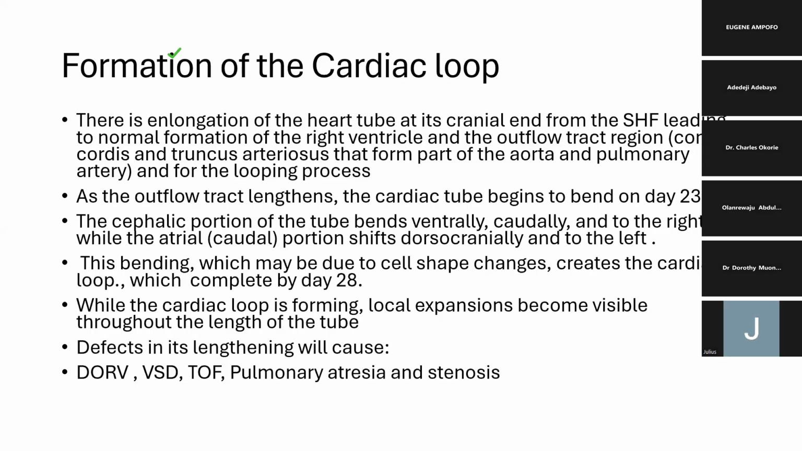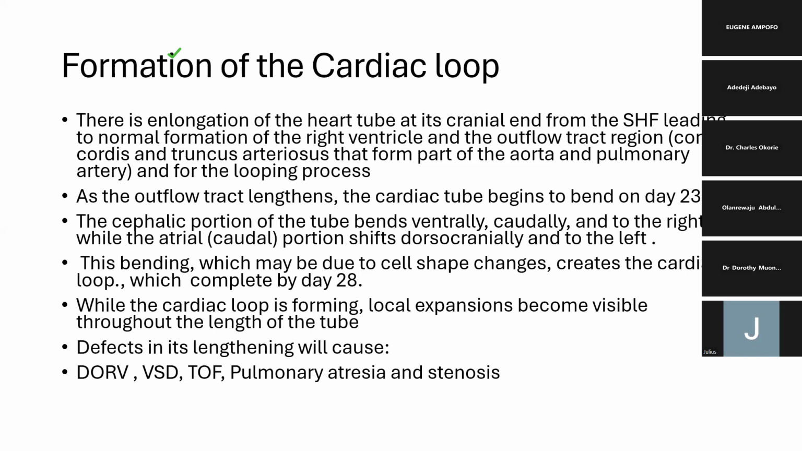As the outflow tract lengthens, the cardiac tube begins to bend on day 23. The cephalic portion of the tube bends ventrally, caudally, and to the right, while the atrial portion, which is the caudal part, shifts dorsocranially and to the left. This bending, which may be due to cell shape changes, creates the cardiac loop, which is completed by day 28. While the cardiac loop is forming, local expansion becomes visible throughout the length of the tube.